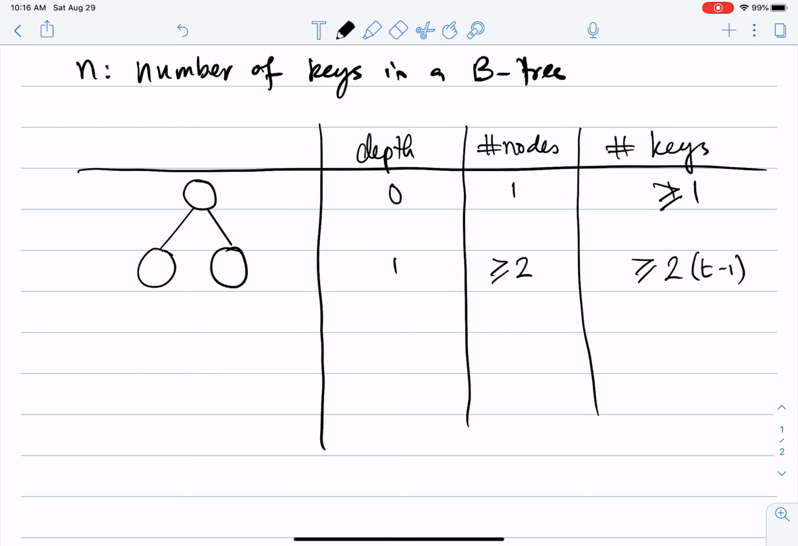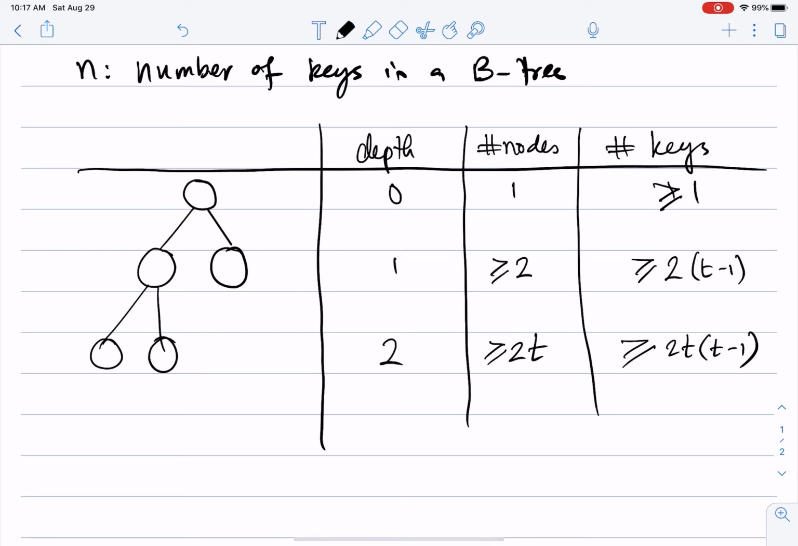So now we go to the second depth, depth 2, and how many nodes can we have there? We have at least 2t nodes. Why do we have that? Because every node has to have at least t minus 1 keys, and when you have t minus 1 keys, you have to have t children. And each one of these nodes will have at least t minus 1 keys. So now we have at least 2t times t minus 1 keys.